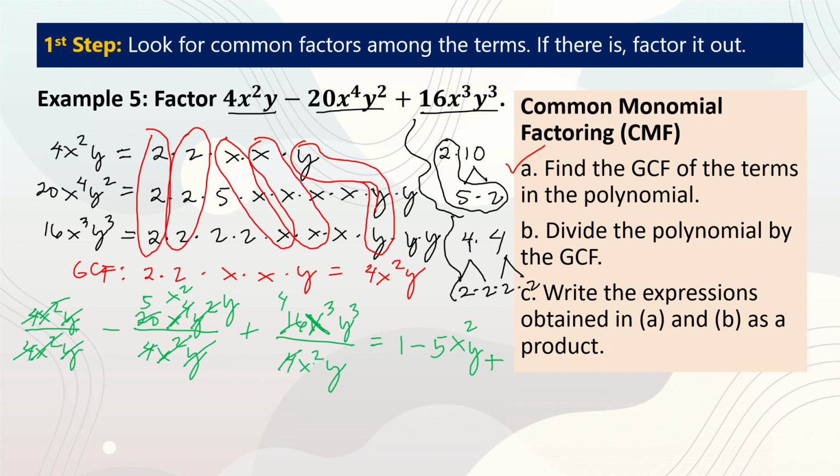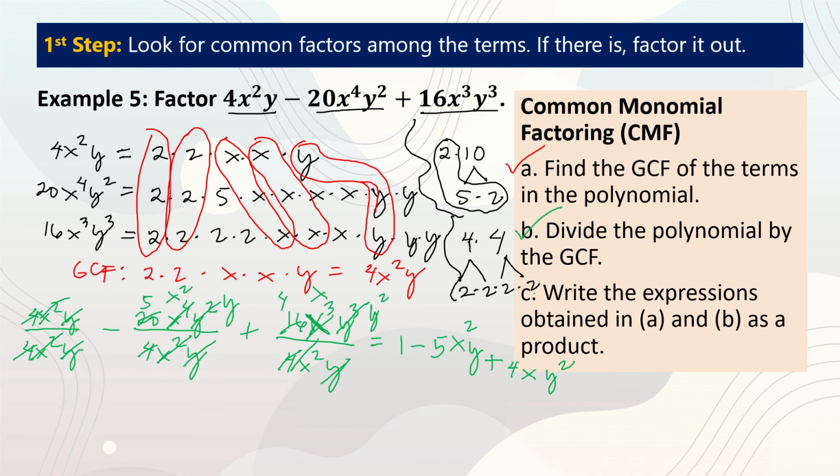X cubed divided by x squared. So, may tatlong x sa numerator, dalawang x sa denominator. Maka-cancel yung x sa denominator, may natitirang isang x sa numerator. Y cubed divided by y, meaning tatlong y sa numerator, may isang y sa denominator. So, maka-cancel out yung tig-isang y, matitira na lang dalawang y sa numerator. That would mean in our third term, 4x y squared. So, we're done with step B.